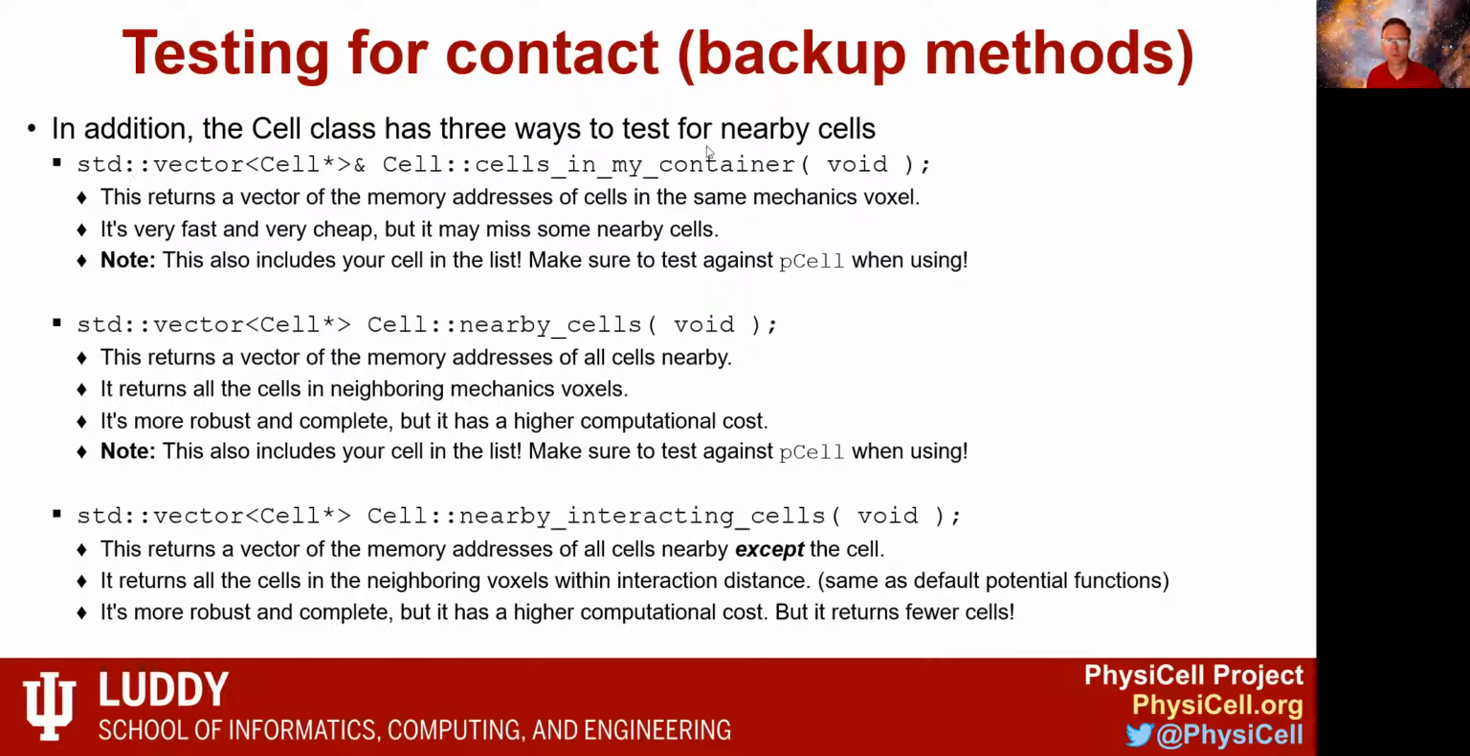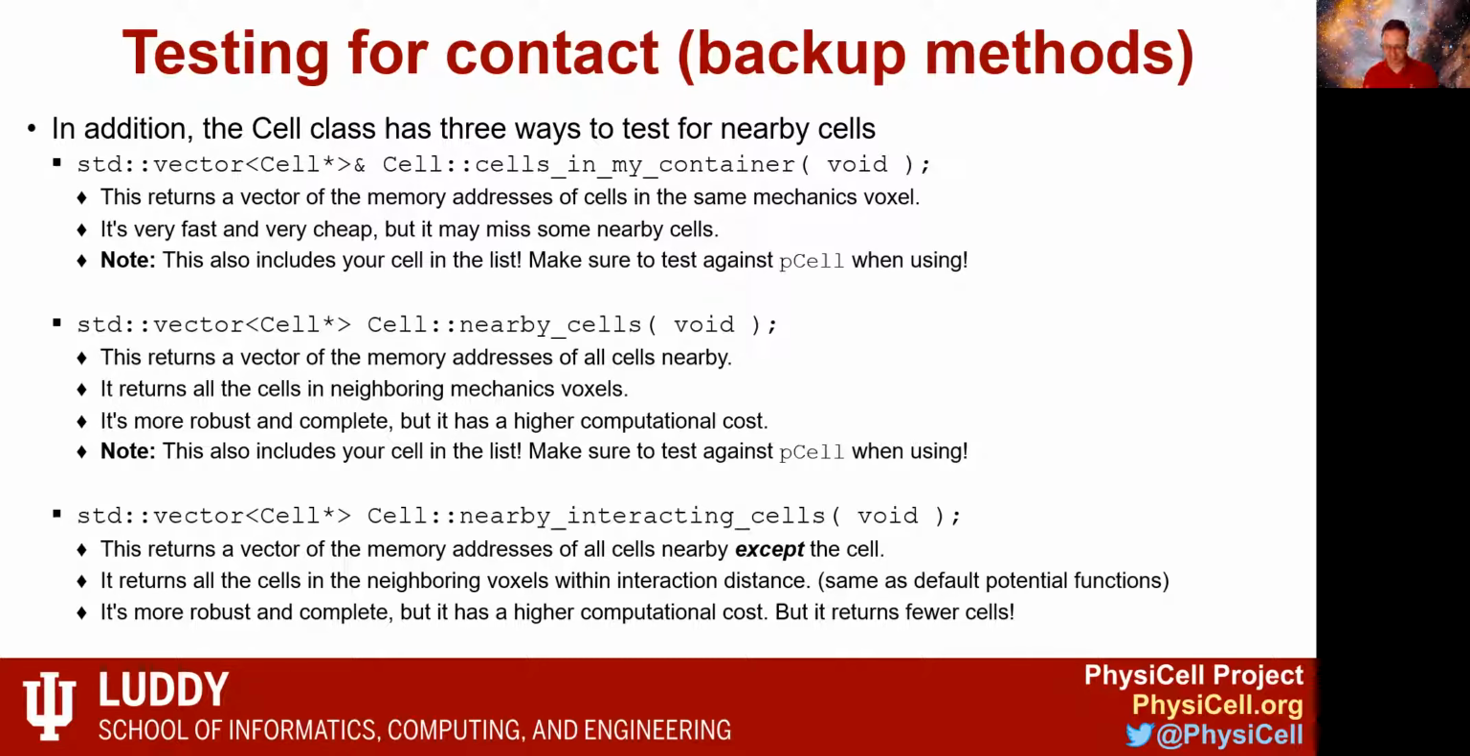Basically by reference, it will go and grab that memory address, that data structure, say, in my little mechanical voxel: who is interacting with me? Now I want to point out that this is really, really fast, which is great, but there are a couple of problems. First of all, if a cell's near the edge of mechanics voxel, it could be interacting with cells in the next interaction voxel, but we're not querying for that. So you're going to miss some interactions, but wow, it's dirt cheap.